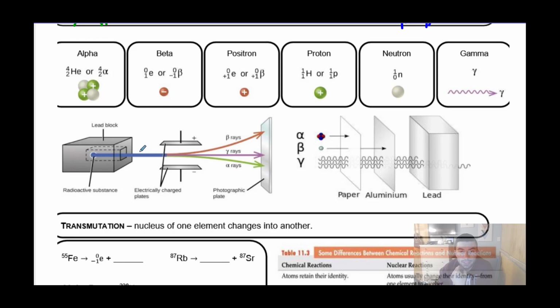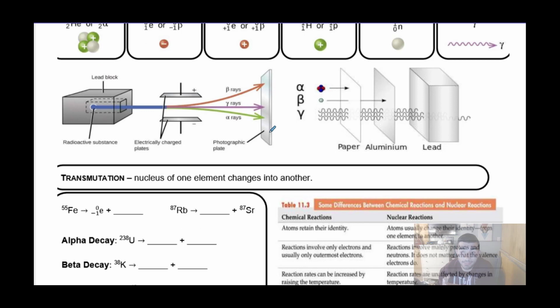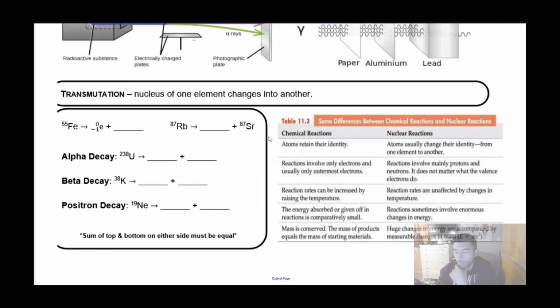This diagram is showing us how, if we had each of these particles going through an electromagnetic field, how they would interact, right? Beta is negative, so it's going to attract to the positive side. Alpha is positive, so it's going to attract to the negative, where gamma is just going to go straight through because it's not charged and it's not even mass, it's just energy at that point.